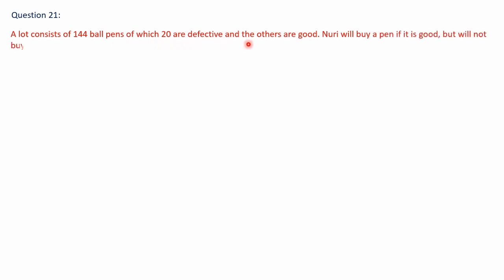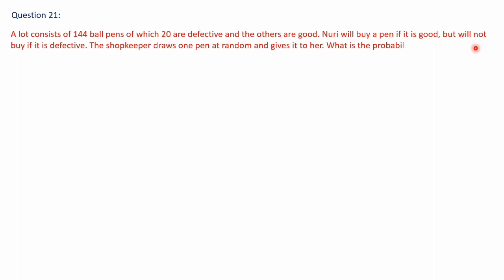Move on to question number 21. A lot consists of 144 ball pens, of which 20 are defective and the others are good. Now we will buy a pen if it is good, but will not buy it if it is defective. The shopkeeper draws one pen at random and gives it to her. What is the probability that she will buy it? Second one, she will not buy it.